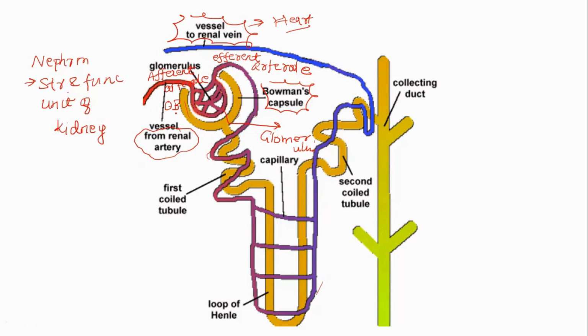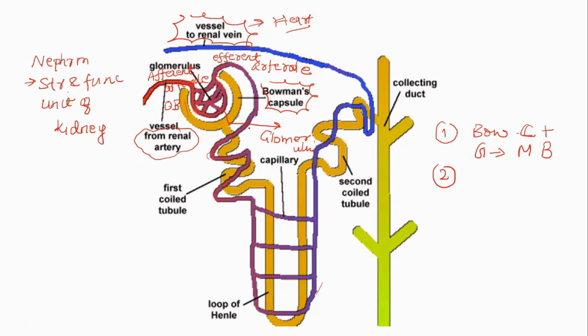So we are clear with the parts of the nephron. The first part of the nephron is the Bowman's capsule. Bowman's capsule plus the glomerulus is called the Malpighian body.